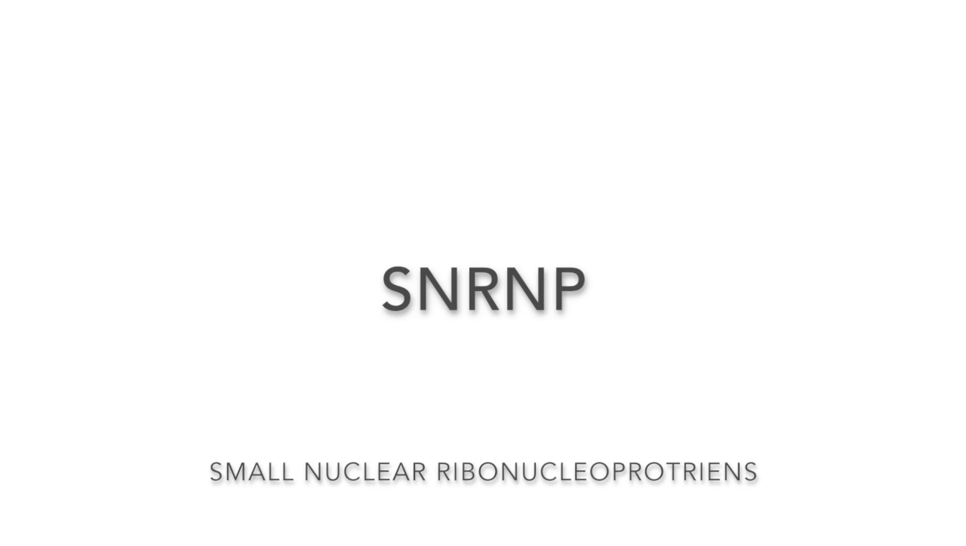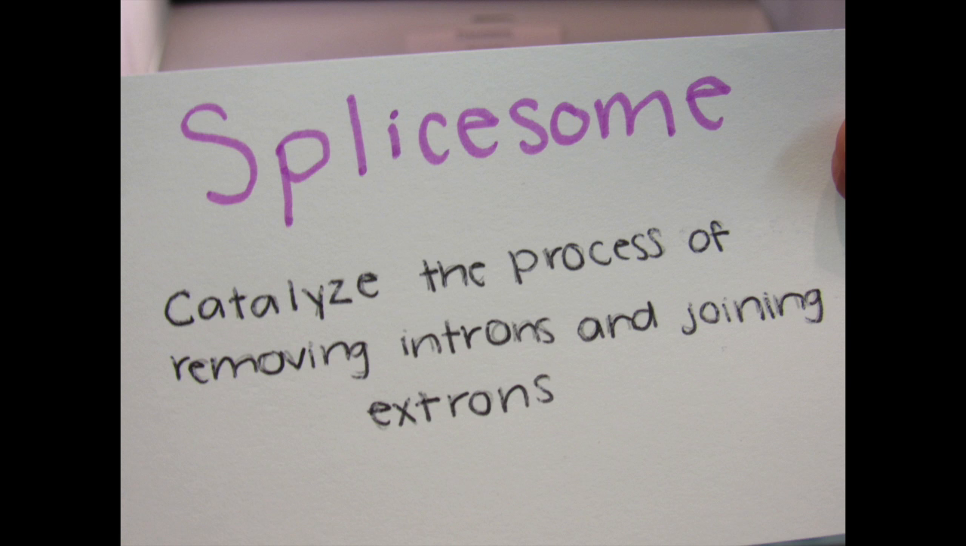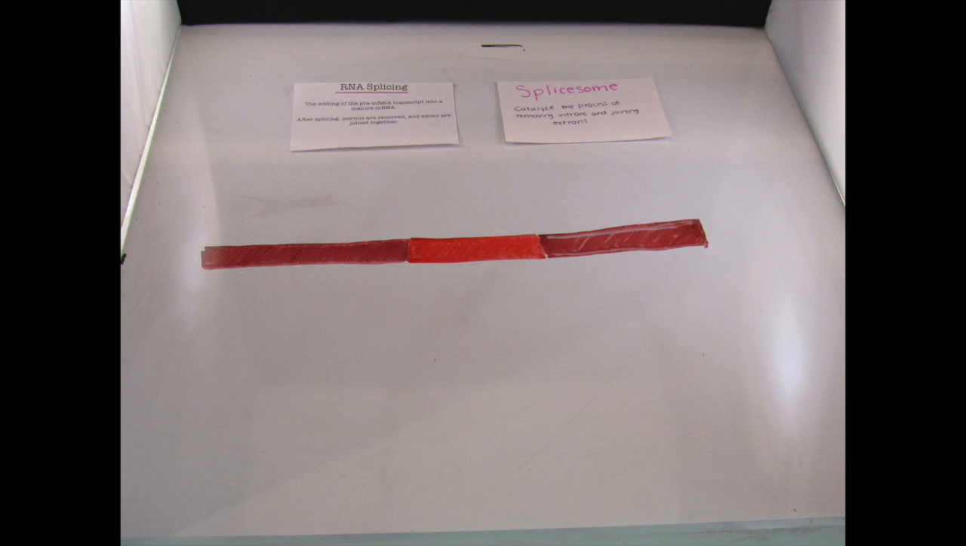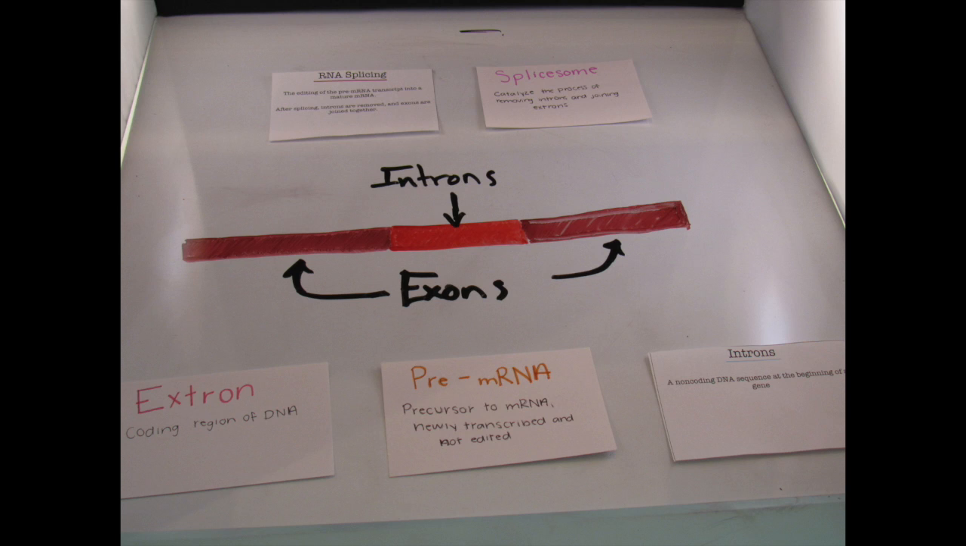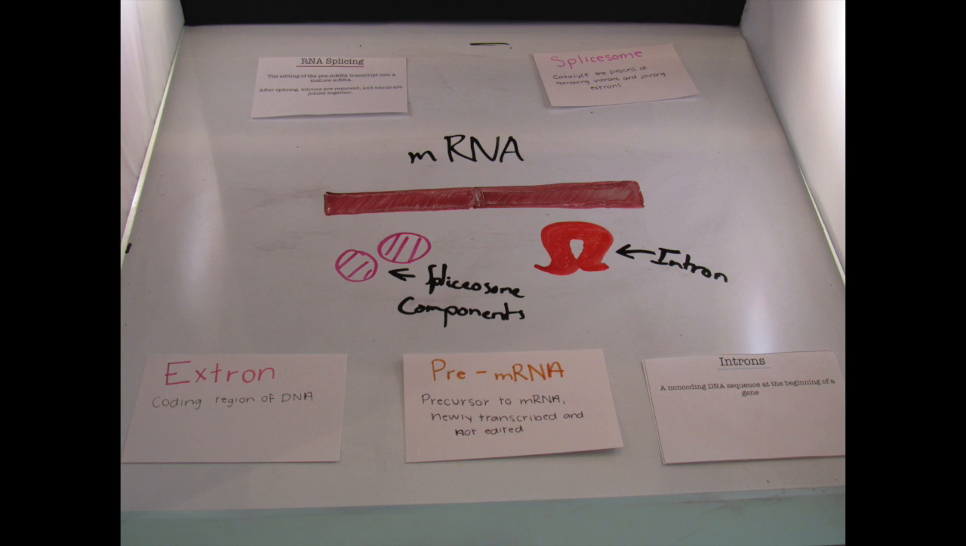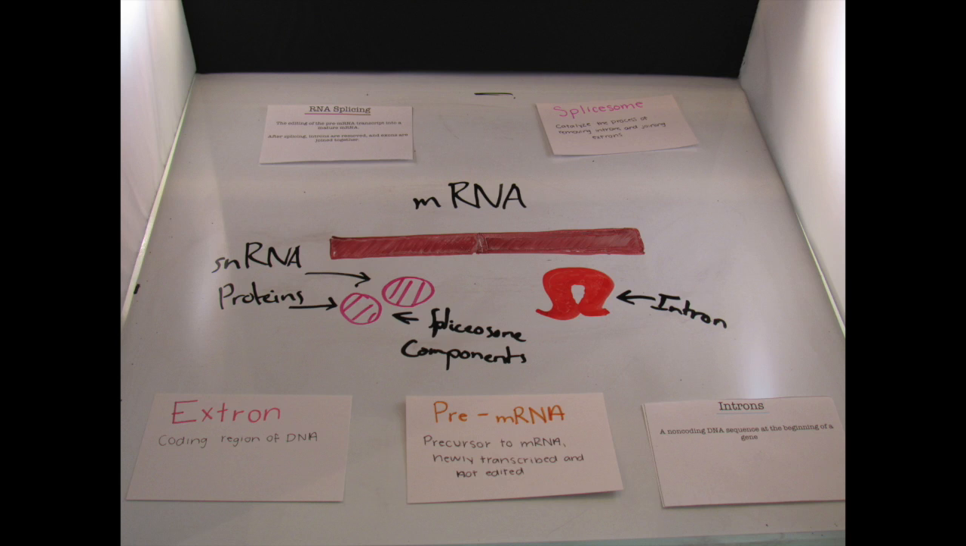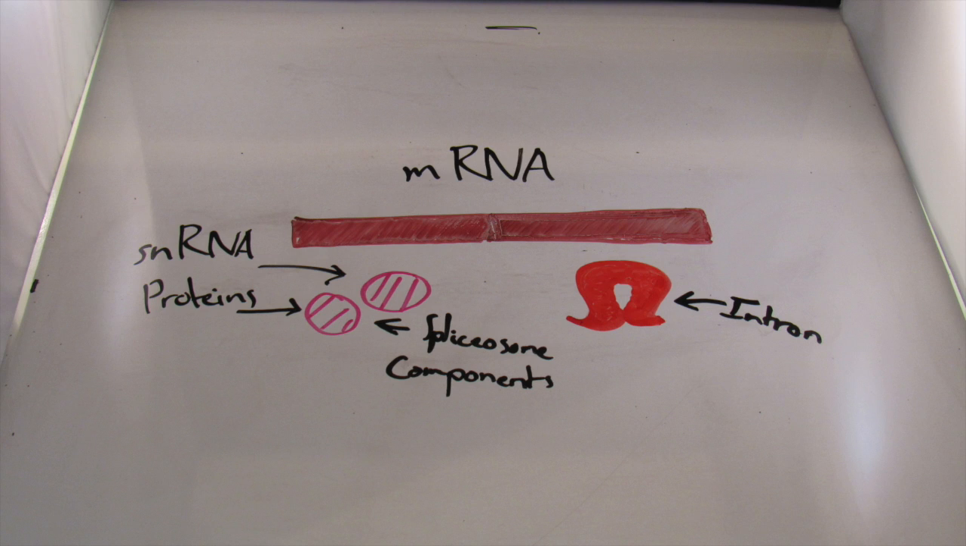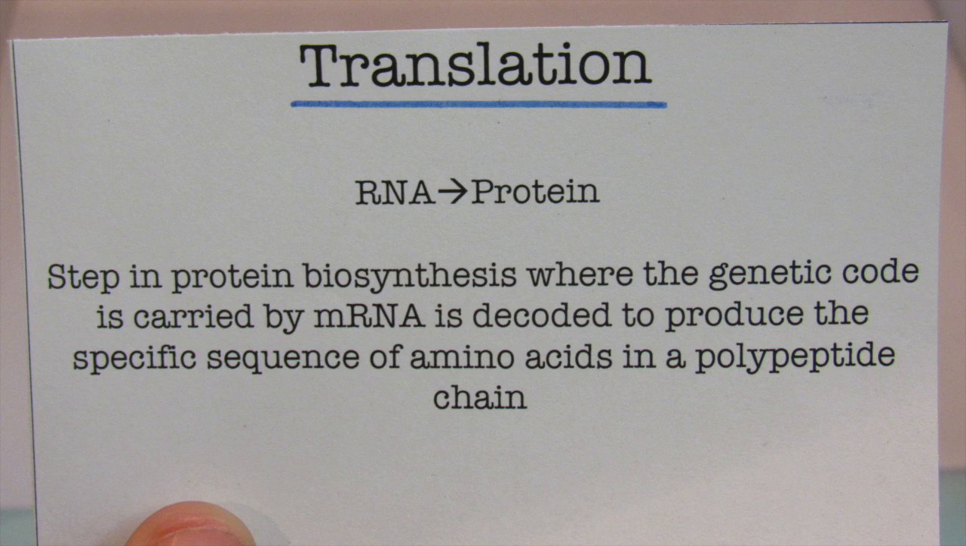Following termination, pre-mRNA must go through a series of processes in order to create translatable mRNA. Collections of small nuclear ribonucleoproteins, or SNRPs, join together and form spliceosomes. At these spliceosomes, pre-mRNA is spliced, removing introns, or non-coding sequences, and then exons, coding sequences, are spliced together to produce translatable mRNA. The final step in the central dogma is translation.